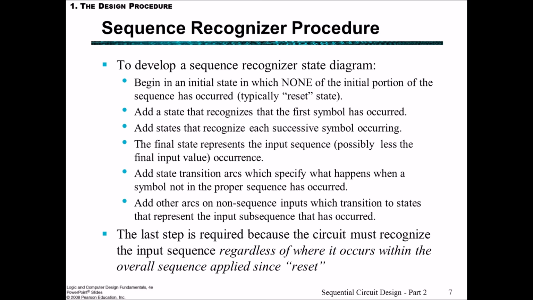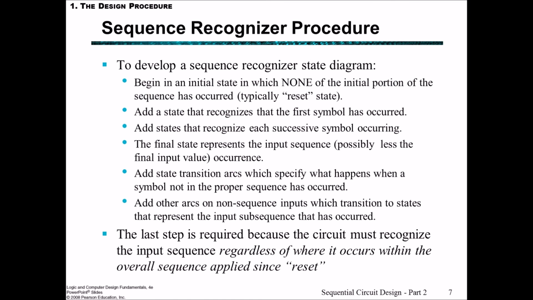In order to develop the sequence recognizer state diagram, we begin with an initial state in which none of the initial portion of the sequence has been recognized or has occurred, and that's typically what we would call a reset state. So the user has pushed reset. If it makes it easier to imagine, think about pushing in some sort of password into a little embedded system, and your password perhaps is your student number. In order to recognize that sequence, we need to start from a known initial state. That can be from reset, the place where none of your student number has been recognized yet. You haven't entered any of the values yet.